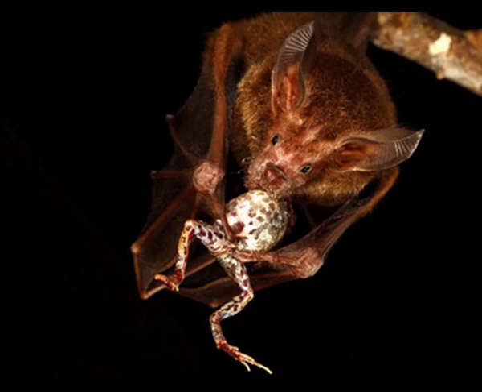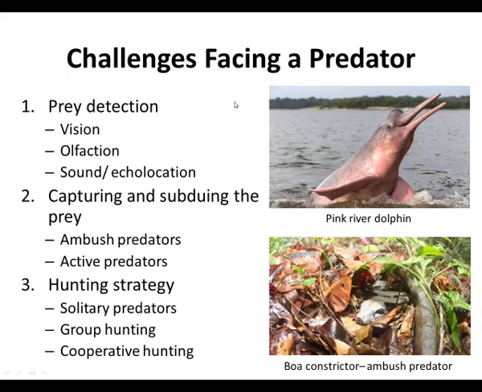So there are some challenges for predators and also for prey. So let's spend some time on challenges of predators. There are three major categories of challenges facing a predator. The first one is prey detection. So they have to detect the prey. And for the most part, most species are using vision, and many are using olfaction, and some specialized ones are actually using sound or even echolocation.